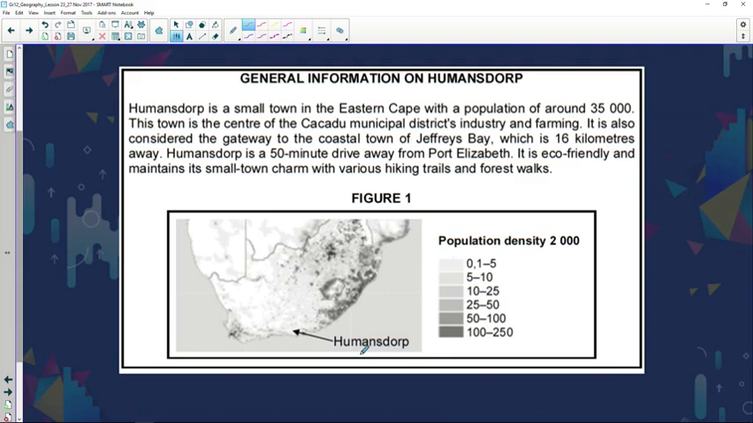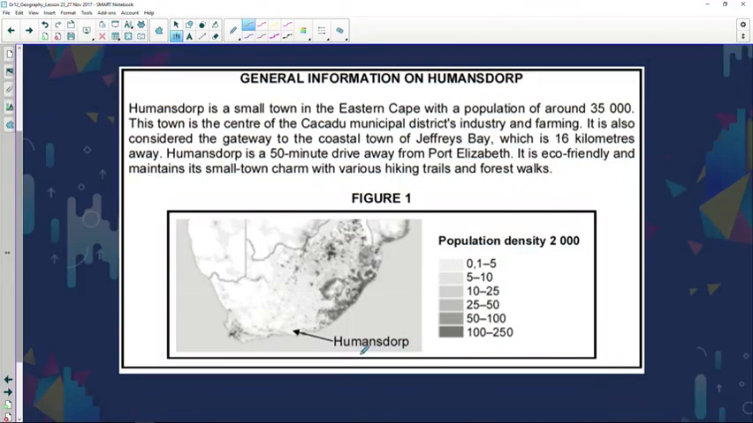As you can see, it's considered a gateway to the coastal town of Jeffreys Bay. I don't know if you've ever heard about Jeffreys Bay, but it's quite famous for surfing, and many surfing competitions take place over there. So Jeffreys Bay, what can we say? It's basically a resort town. People go there to go on holiday, and it is 16 kilometers away.